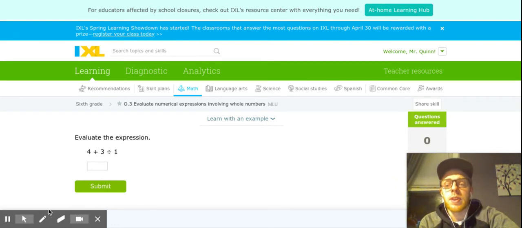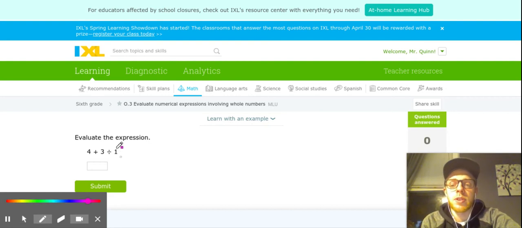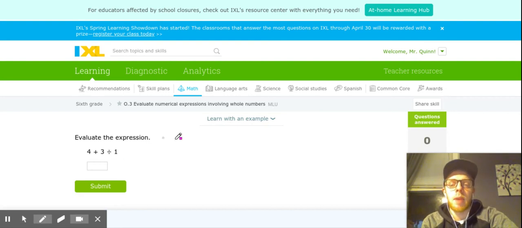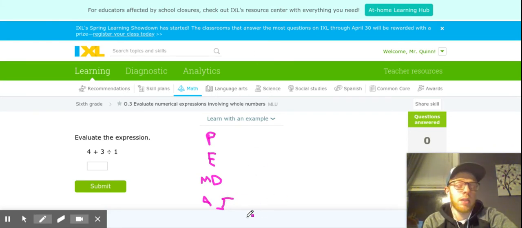All right, so we see here we have 4 plus 3 divided by 1. I think about my order of operations. I know that it starts with P, then it goes to exponents, then multiply and divide is a single step, and then add and subtract is by itself at the end. So I don't see any parentheses. I don't see any exponents.